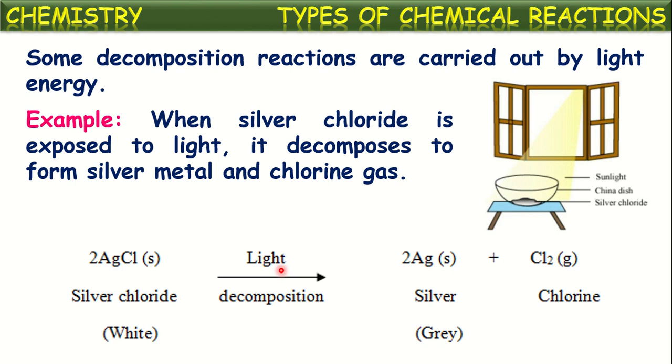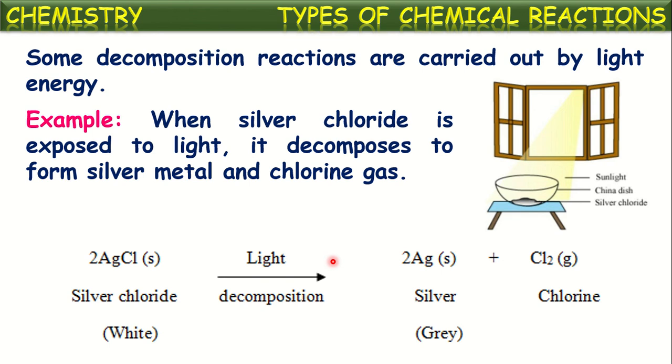Photo means light energy. So with the help of light energy, this decomposition reaction is occurring. That is why this is called photo decomposition reaction. Okay, photolysis it is called. So here a compound splitting into two simpler substances. So it is a decomposition reaction which is carried out by the help of light energy. So in this way, decomposition may occur with the help of heat energy, with the help of electrical energy, and even with the light energy also.